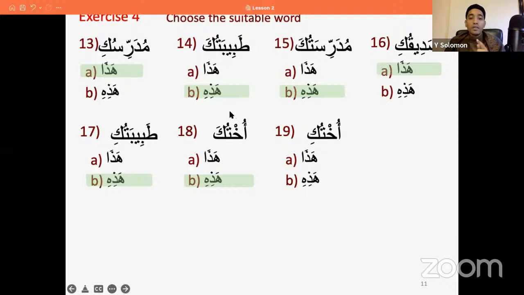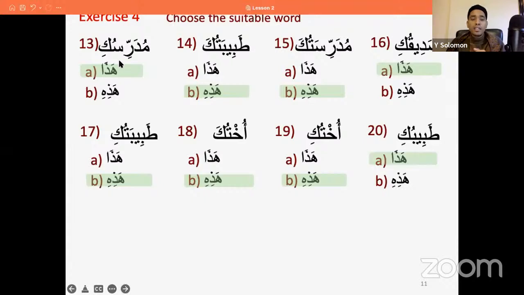Is it هذا أختك أو هذه أختك? Correct. هذه أختك. طبيبك. طبيبك. So resist the urge to look at the ka or the ki at the end. Do not look at that. Look at the first word. Is that masculine? Then you say هذا. If it's feminine, you say هذه. Correct. Most of you got this right.